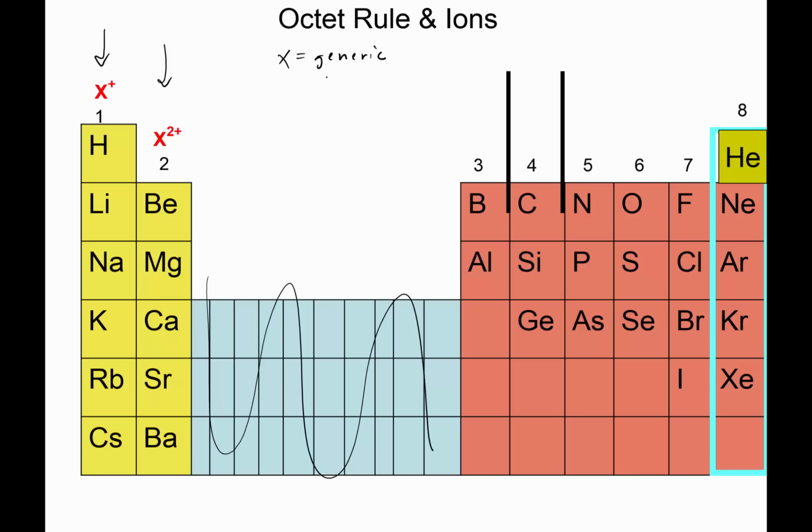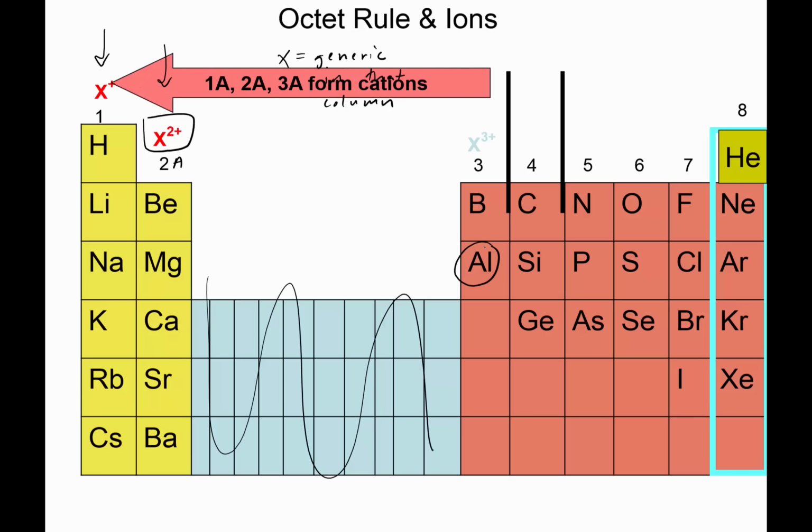So any element in that column or family. So all of column 2, for example, or column 2A, makes a 2 plus charge when they make ions. So column 3 makes a 3 plus. Typically, you pretty much only see aluminum in ionic compounds. And that covers the cations.